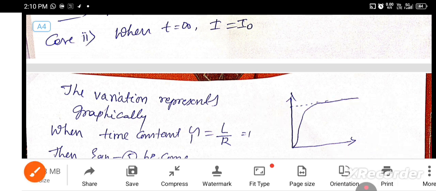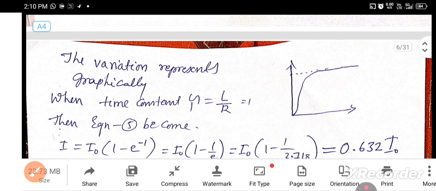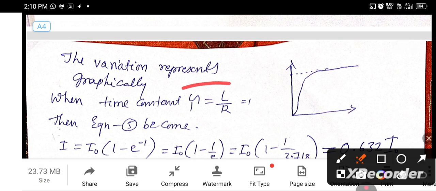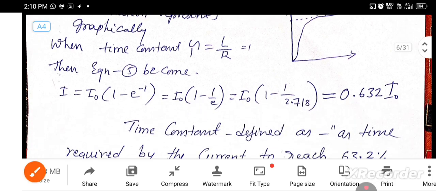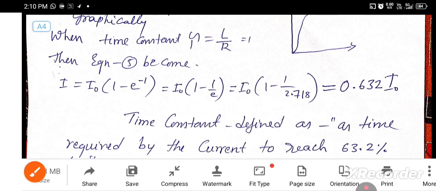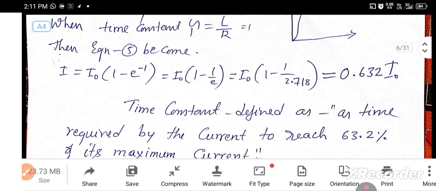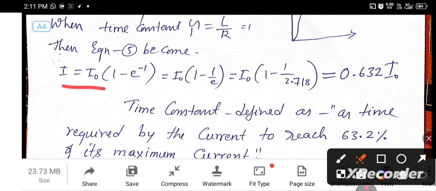The ratio of the inductance and resistance is called the time constant. Put tau equal to L by R, the time constant. Then the value of I changes to I naught into 1 minus e to the power of minus t by tau. When t equals tau, the value reduces to 0.632 of the maximum.